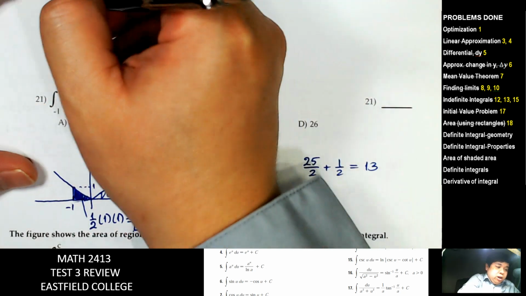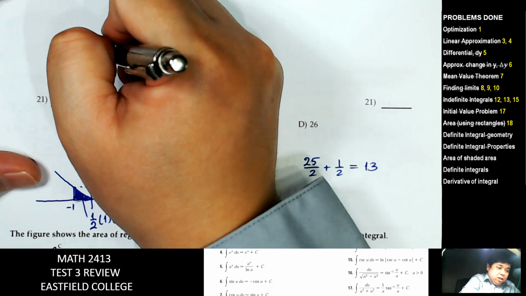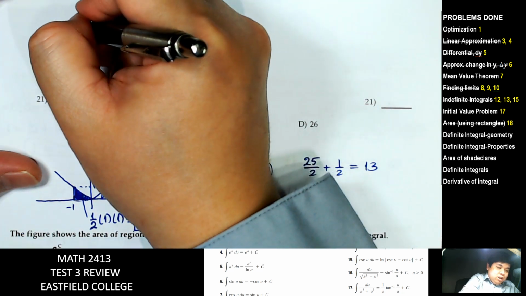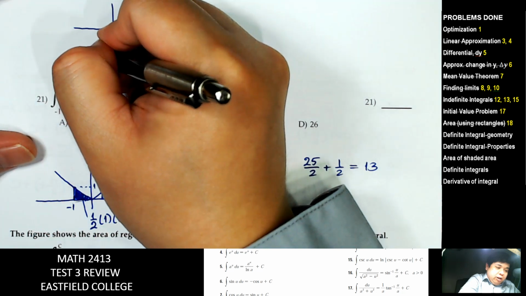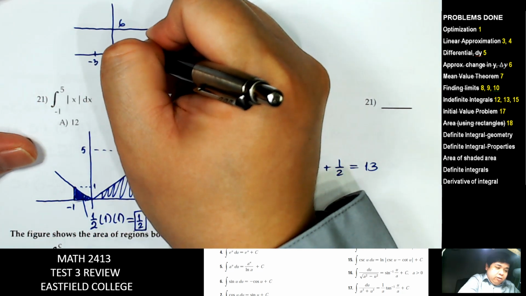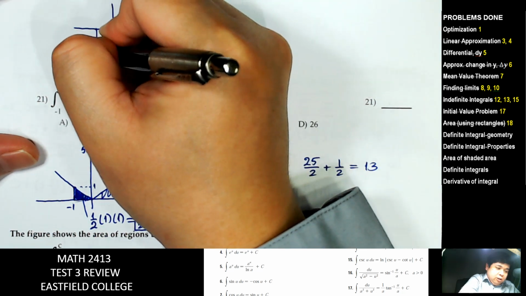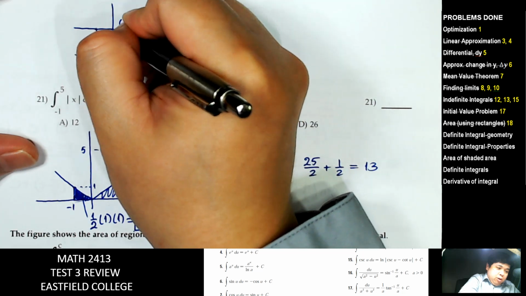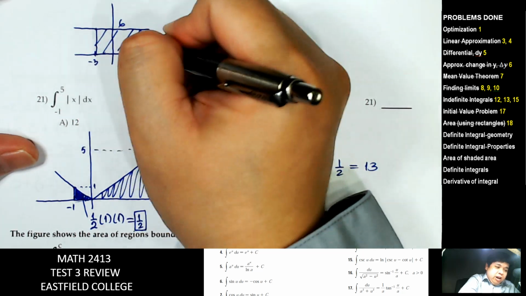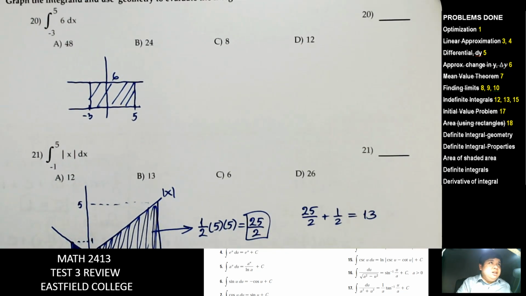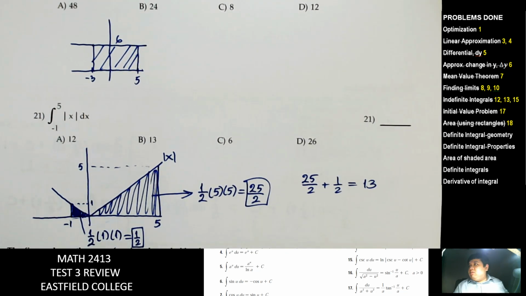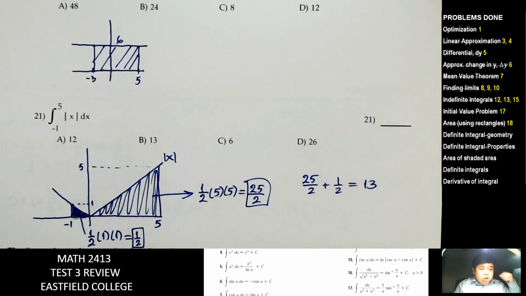On number 20 it will be a lot easier. Y equal to 6, and we go from -3 to 5. So pretty much the area of that rectangle, length times width, that will be 8. So 8 times 6 will be 48.